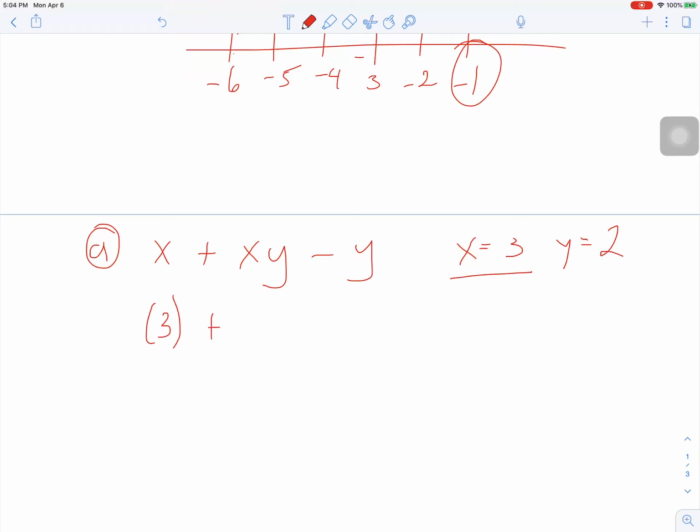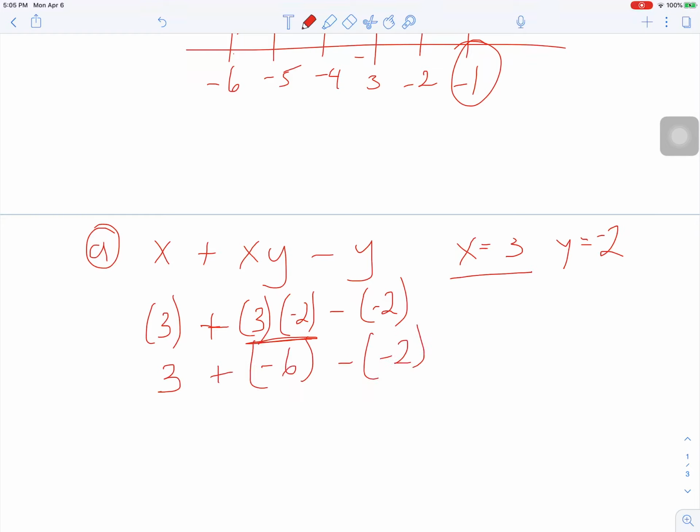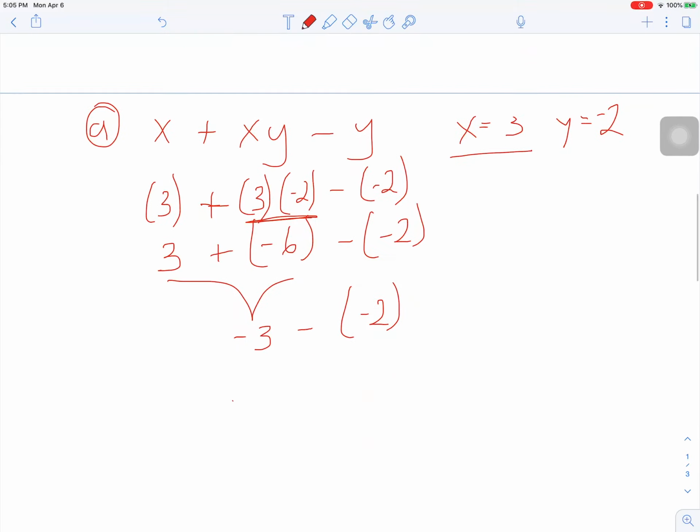So parenthesis 3 plus parenthesis 3 for x. Now let's put our y in there. Y is, of course, your negative 2. Right? And then we have subtract. And let's put our y in there, negative 2. So what we wind up having to do first is this one. So we get 3 plus negative 6 subtract negative 2. Let's work our way through there. 3 plus negative 6 will bring us to negative 3. Subtract 2 of those negative numbers, and we wind up at negative 1.